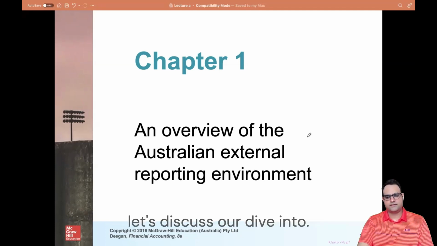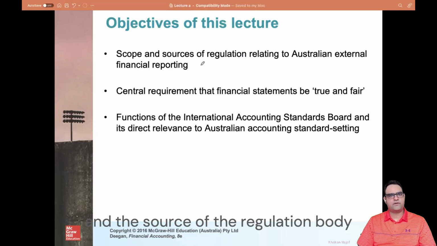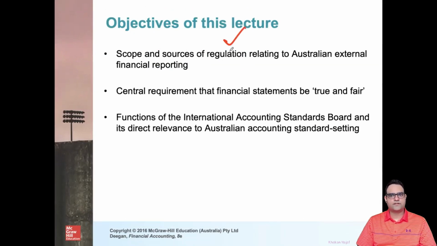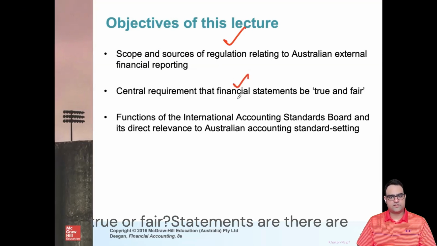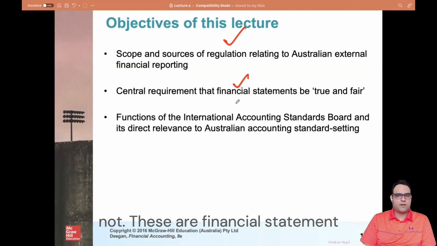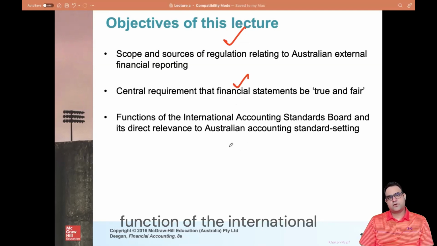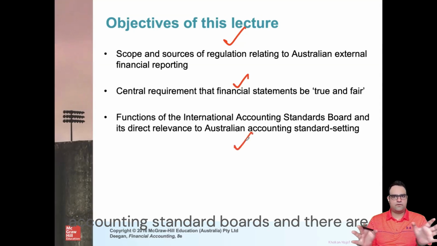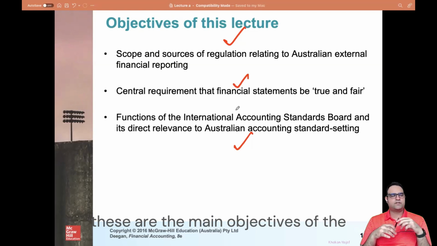So let's dive into the objectives of this lecture. The scope and the source of the regulation bodies will be discussed. What is a financial statement, and whether it is a true and fair statement or not? Is a financial statement providing a fair view or not? The function of the International Accounting Standards Board, and there are 3 more bodies relating to that. These are the main objectives of the lecture.